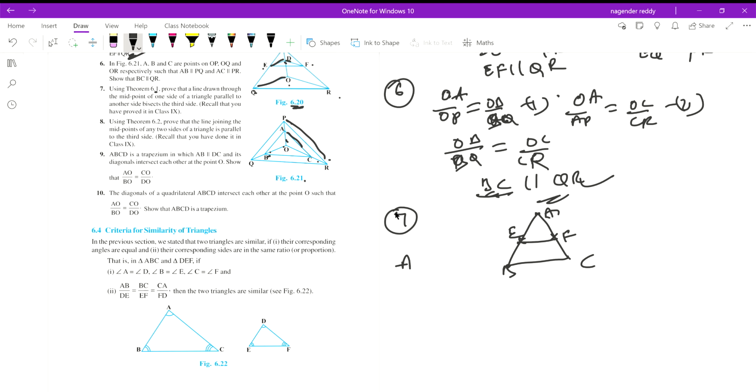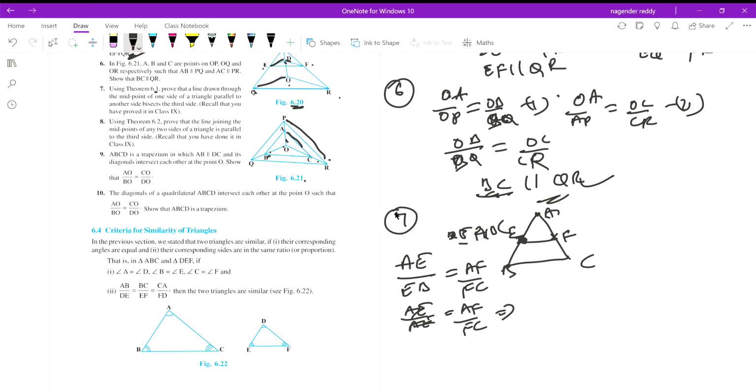By the basic proportionality theorem, if EF is parallel to BC, then we can write that AE by EB is equal to AF by FC. That condition is there. Now since E is a midpoint, EB can be written as AE. So I'll write AE by AE is equal to AF by FC.